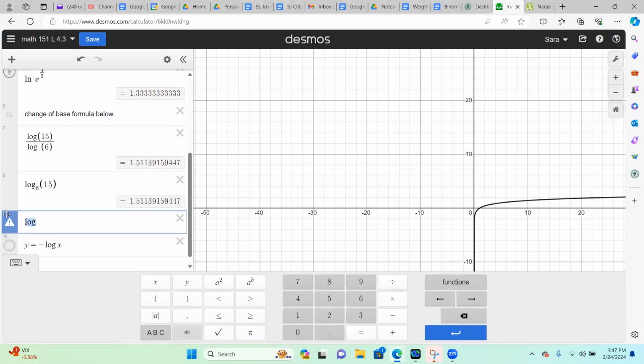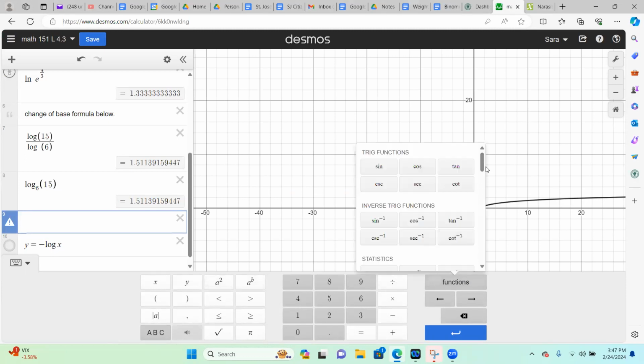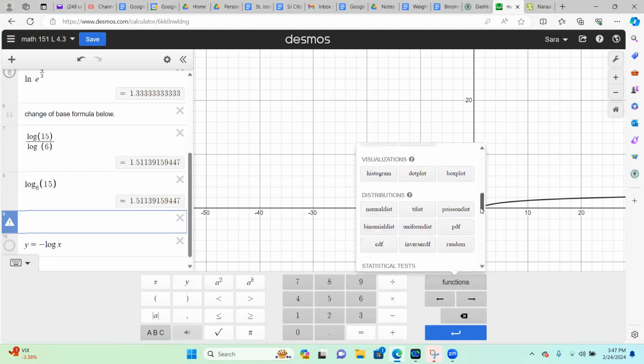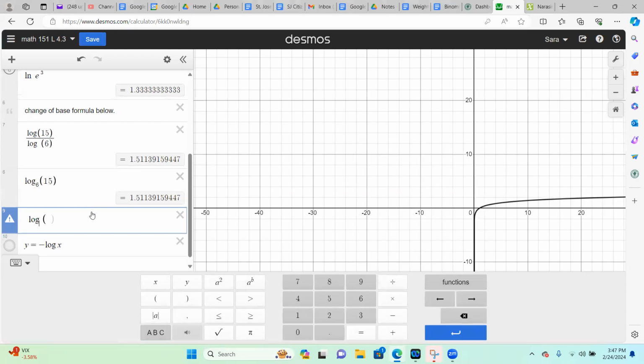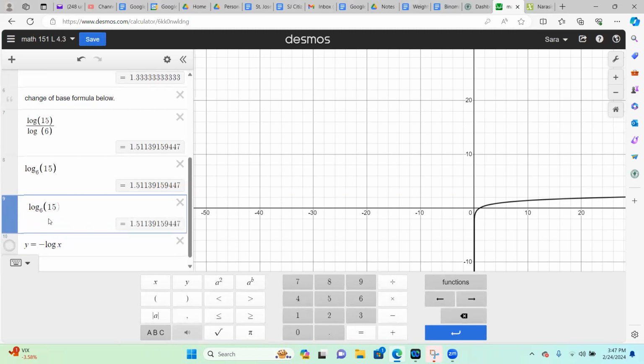You have to go to the functions menu down at the bottom and scroll down. It's under the calculus. And if you choose log little a, it'll let you do that. So you can do log base 6 and then put in parentheses your 15.